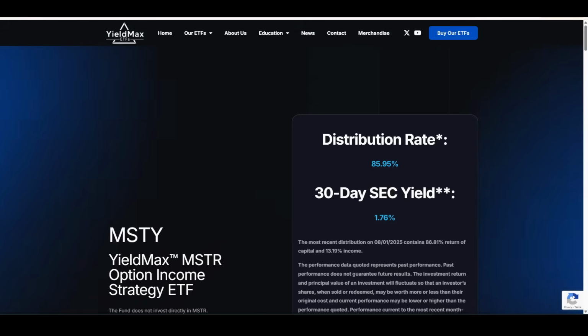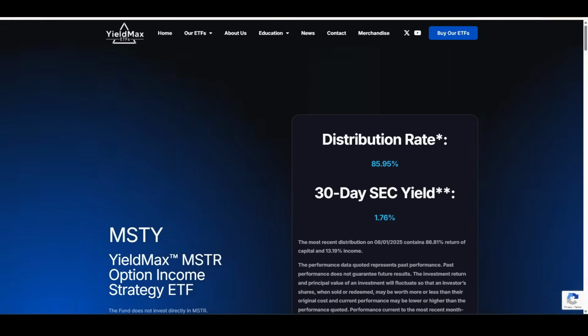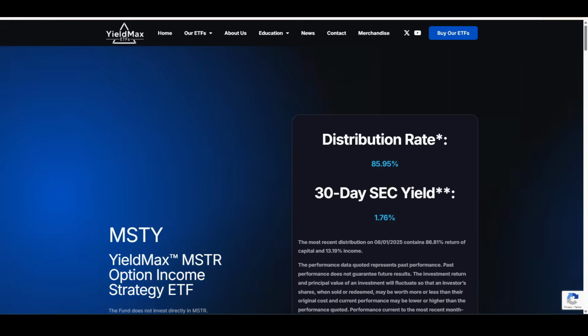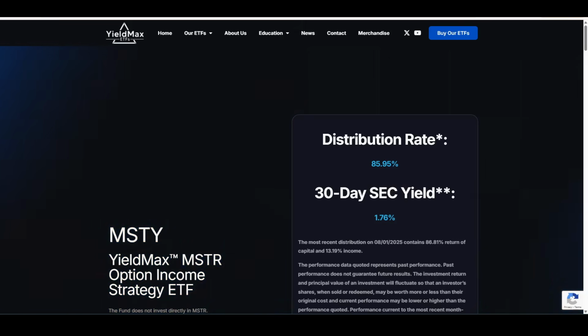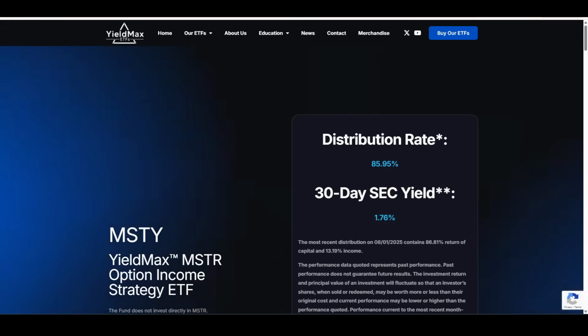So I made a few moves on MSTY this past week, and I want to go through those, and we'll update my spreadsheet to find out what my latest adjusted average is.